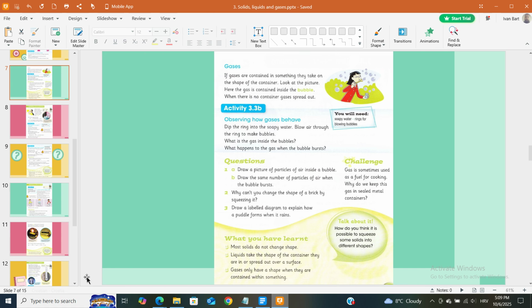What you have learned: most solids do not change shape. Liquids take the shape of the container they are in or spread out over a surface. Gases only have a shape when they are contained within something. You will need soapy water rings for blowing bubbles.